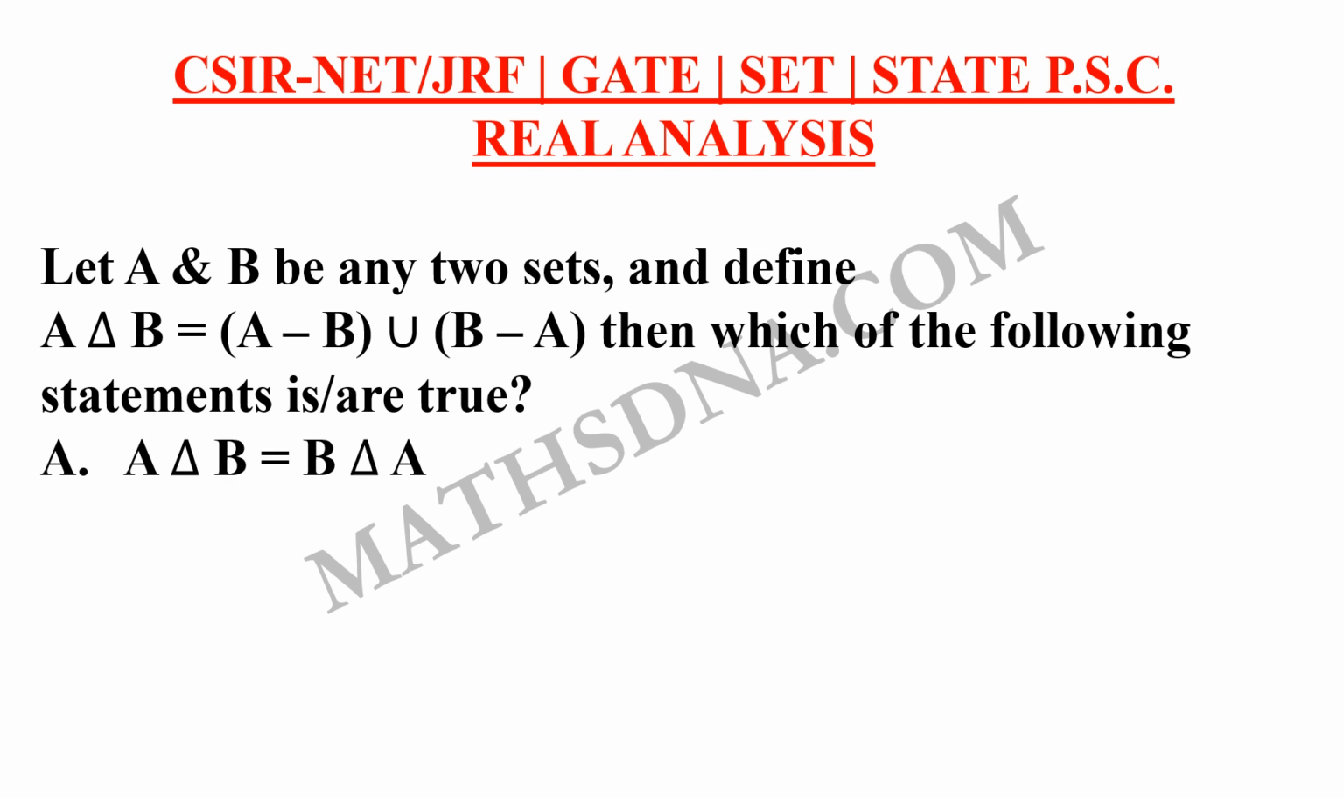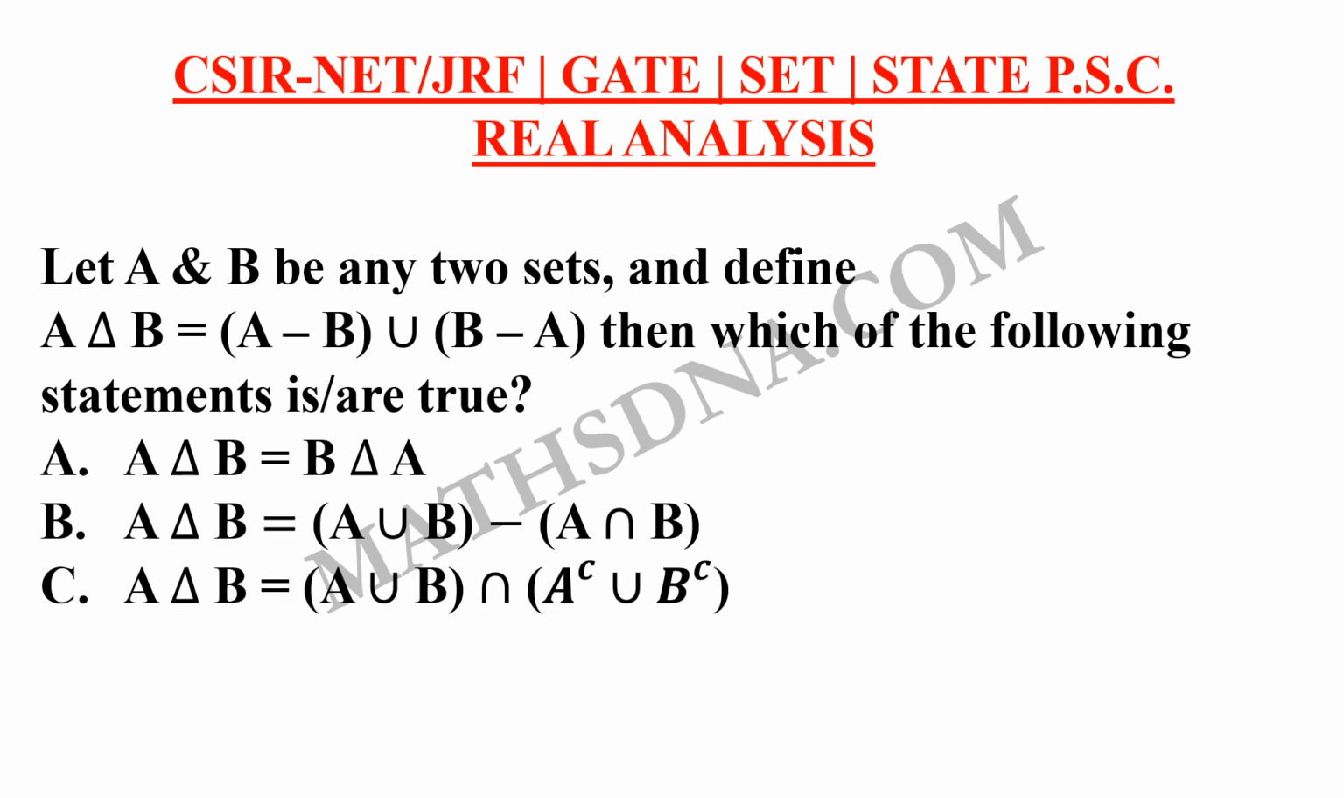The options are: option A, A delta B equals B delta A. Option B, A delta B equals A union B minus A intersection B. Option C, A delta B equals A union B intersection A complement union B complement. And option D, none of them. I recommend you pause the video over here and first try this question by yourself.